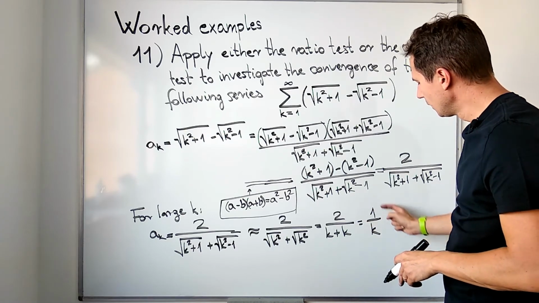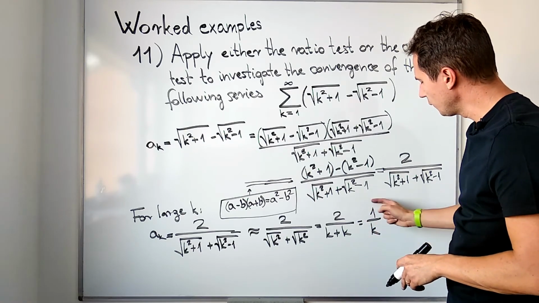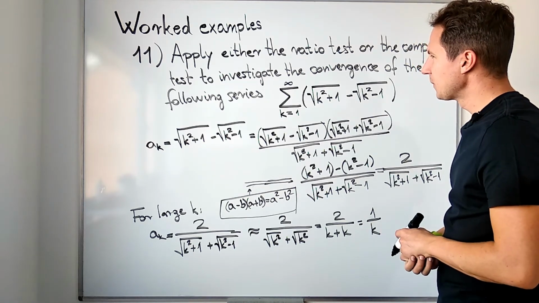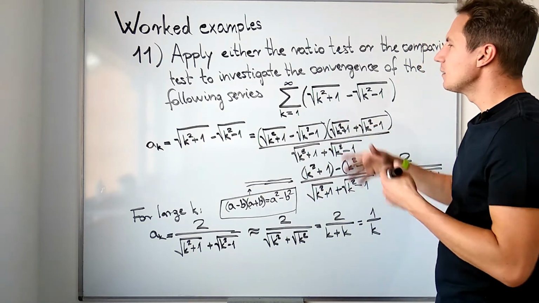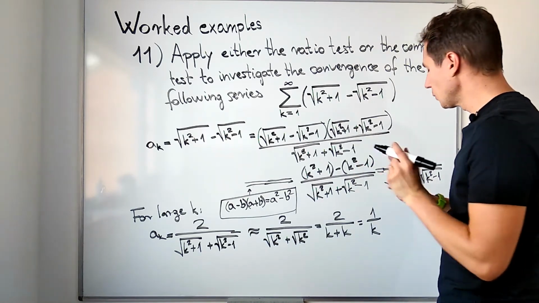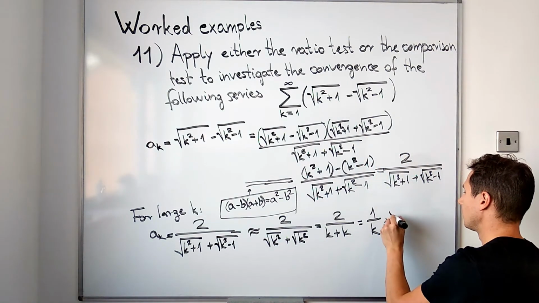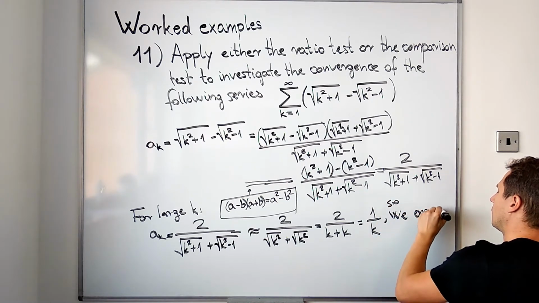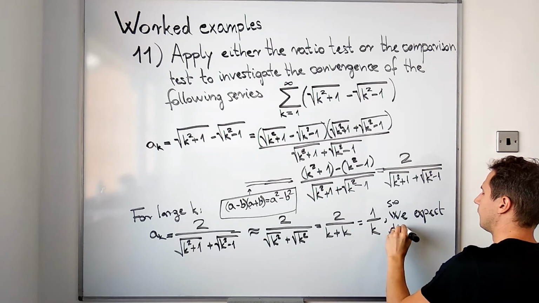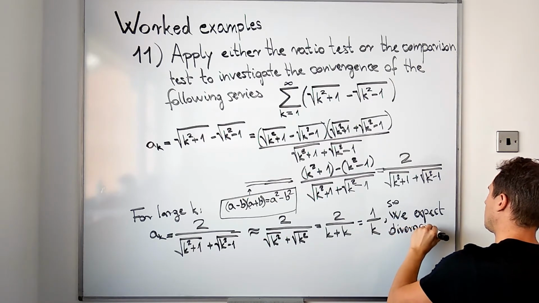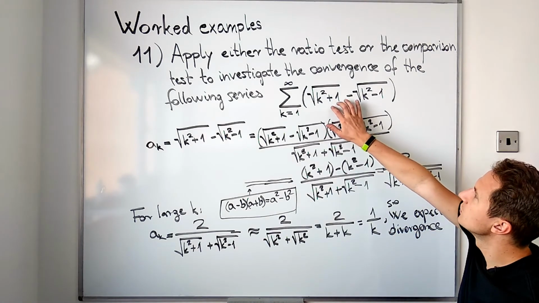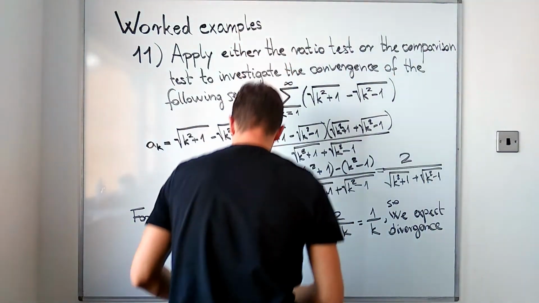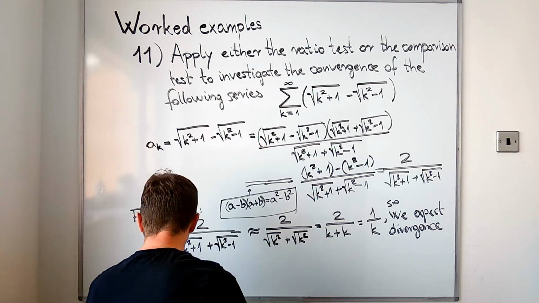Remember, the harmonic series is the sum of the numbers 1 over k, with k going from 1 to infinity. So this series roughly behaves like the harmonic series, so we expect divergence. We expect our series to diverge. Okay, how should we show that? Well, we have to go back to this general term of our series.